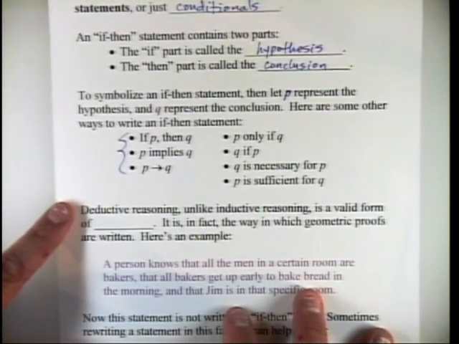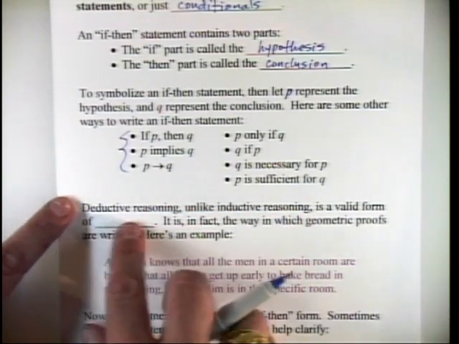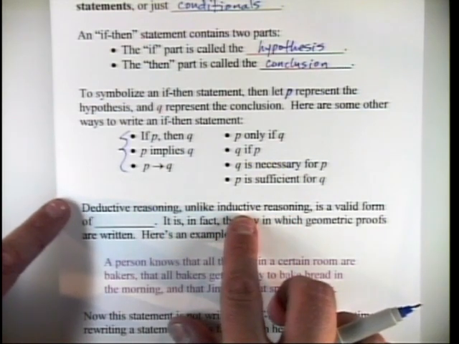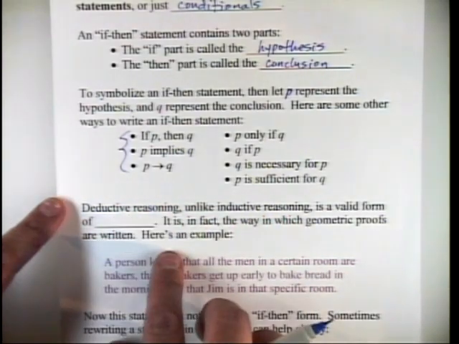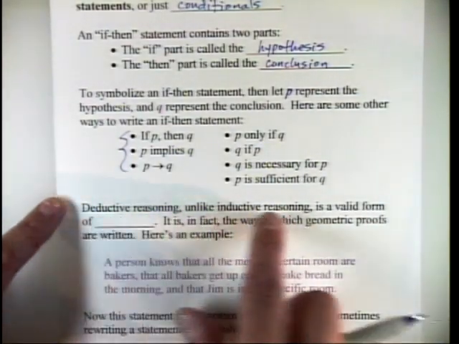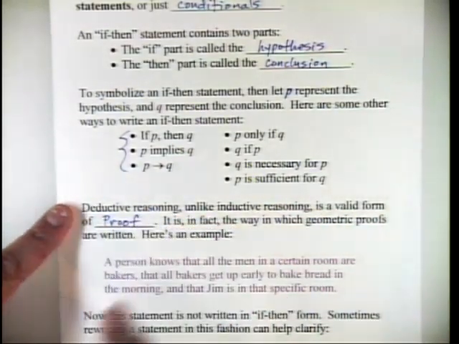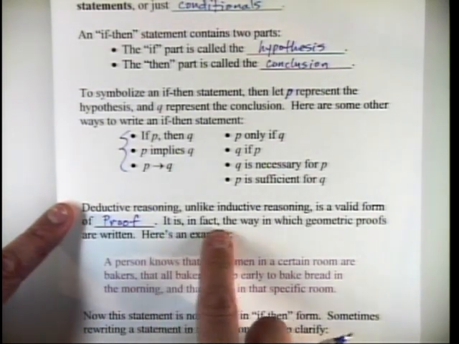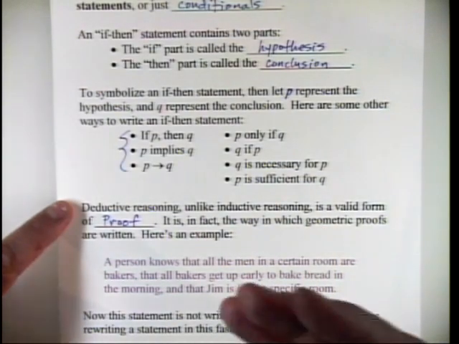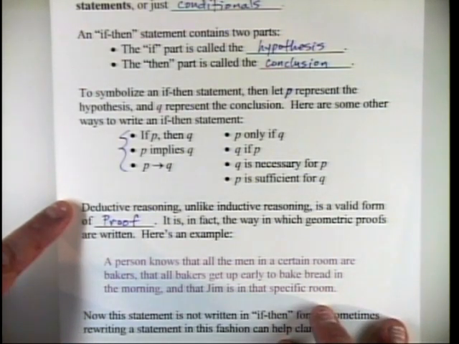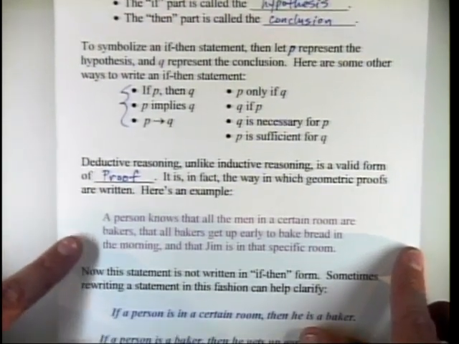Now, deductive reasoning, unlike inductive reasoning. Inductive reasoning is the opposite. It's going from a very specific to a very general. This is kind of drawing a conclusion from something. Deductive reasoning is general to specific. Deductive reasoning is a valid form of proof, whereas inductive reasoning is not. And it is, in fact, the way in which your geometric proofs are going to be written. It's the idea of stringing together logically equivalent statements to go from what you're given to what you would like to prove, by using a series of if-then statements.